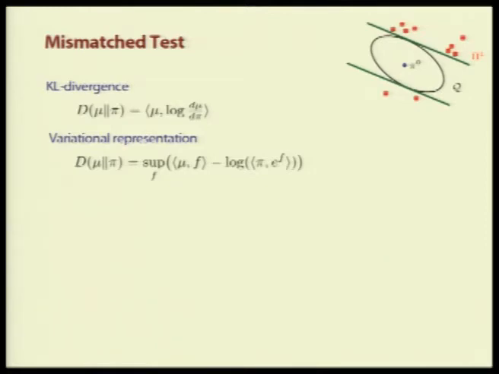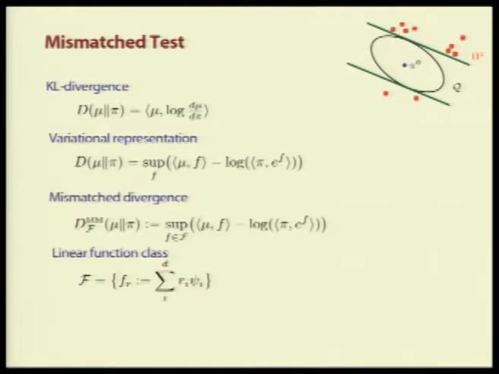If you look at the KL divergence, it has a variational representation. Basically, you can write it as a supremum of the expectation of f under mu minus the log moment generating function. The key part is that f ranges over all possible functions such that this is well defined. Okay.